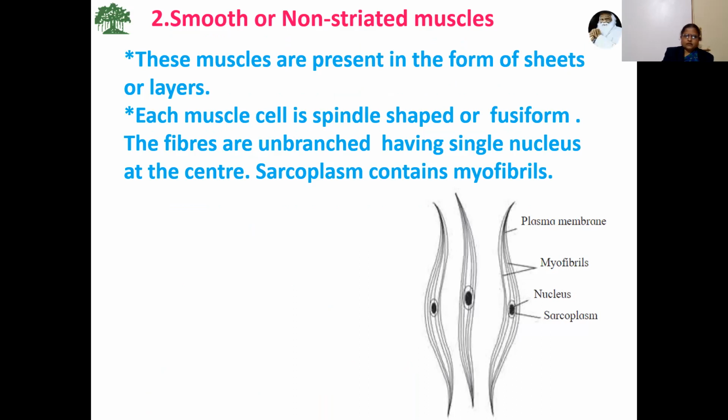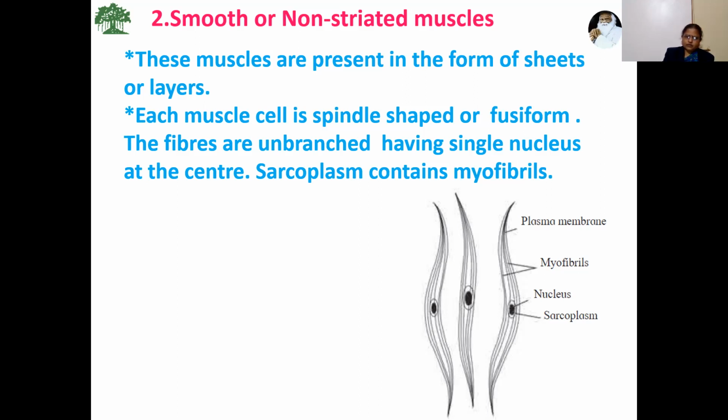Number 2, smooth or non-striated muscles. Why are they known as non-striated? Because striations are absent. These muscles are present in the form of sheets or layers. Each muscle cell is a spindle-shaped or fusiform structure. Observe the diagram. The fibers are unbranched, having a single nucleus.